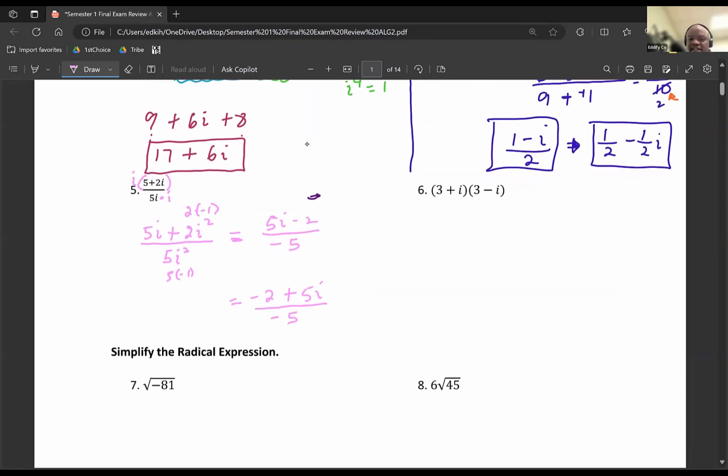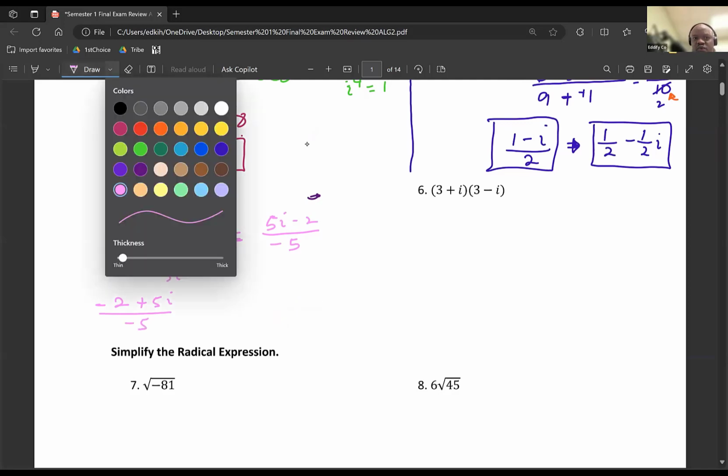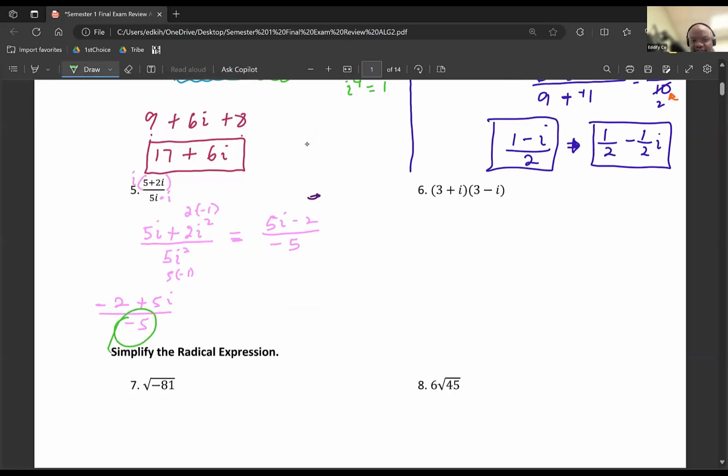And quite frankly, I don't like that we have a negative down here. We should really simplify this even further. Let me move it back here so we have more room. So negative 2 plus 5i over negative 5. So yeah, it's not wrong, but it's weird to leave your answer with a negative on the denominator. So what you do is something really simple. Just change all the signs to the opposite sign. So this will now be a positive 2 minus 5i over 5. So this is really the correct answer.